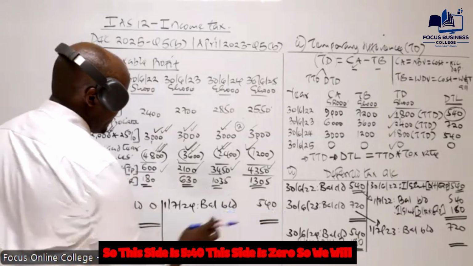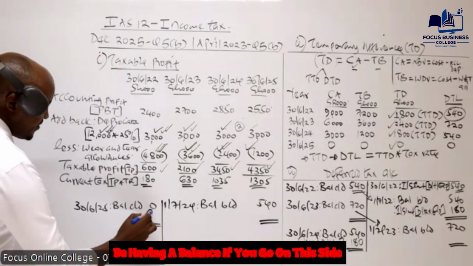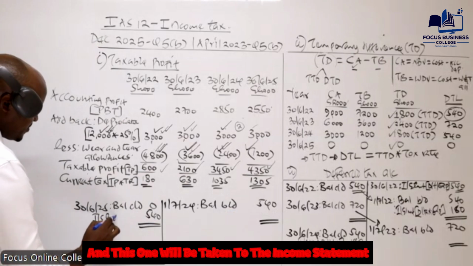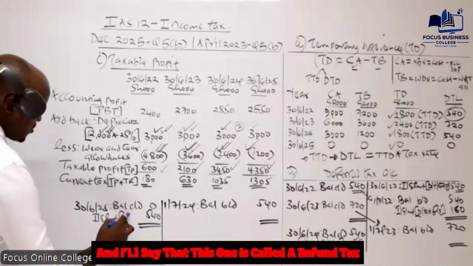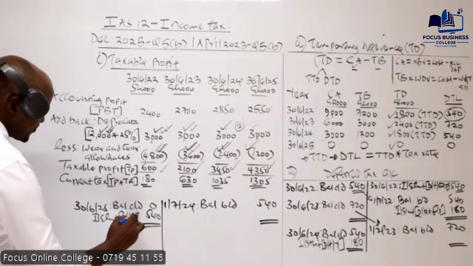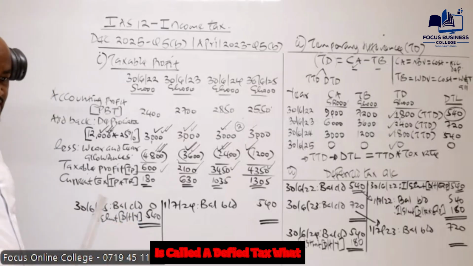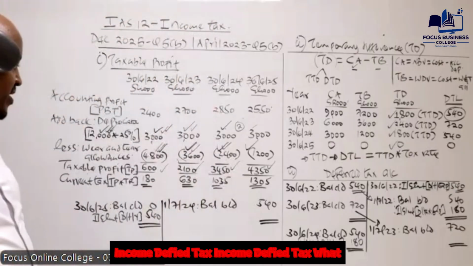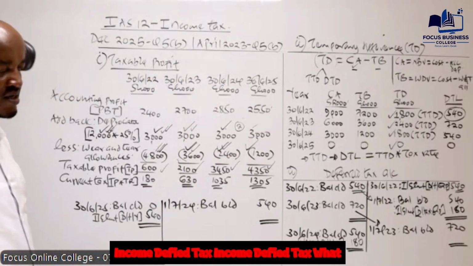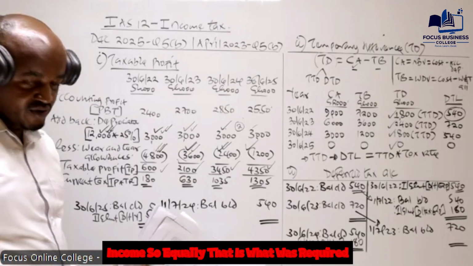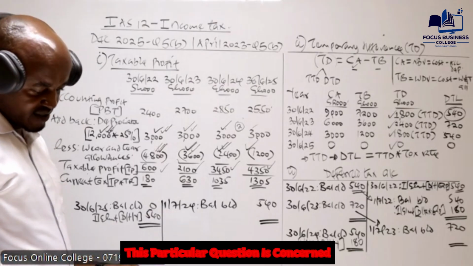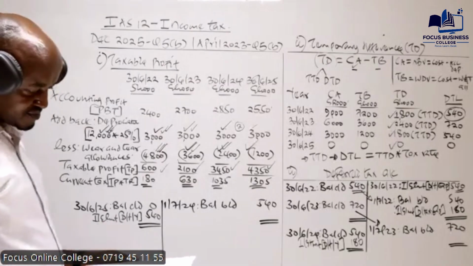So this side is 540, this side is zero. So we will be having a balancing figure on this side, and this one will be taken to the income statement. I'll say that this one is called a deferred tax income. Deferred tax income.